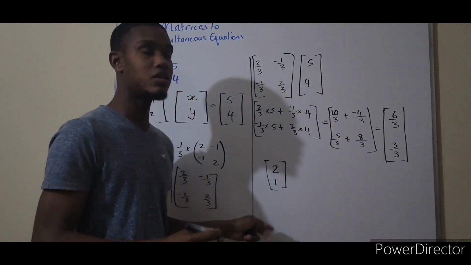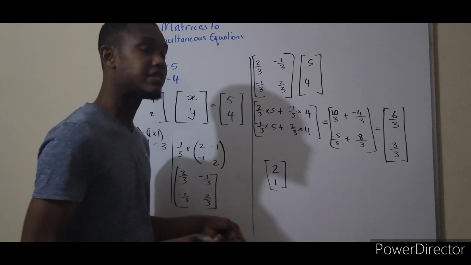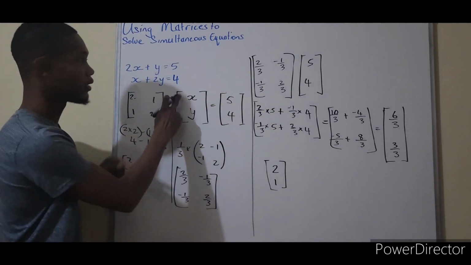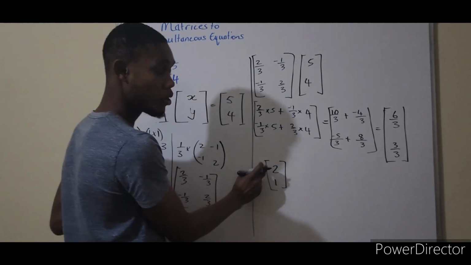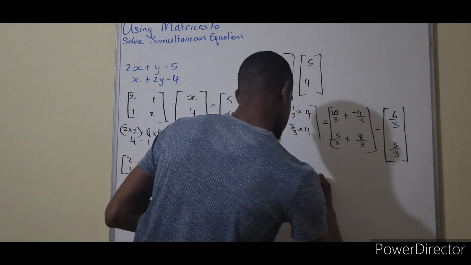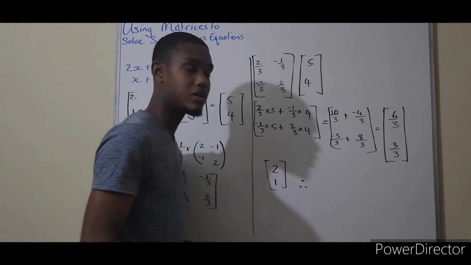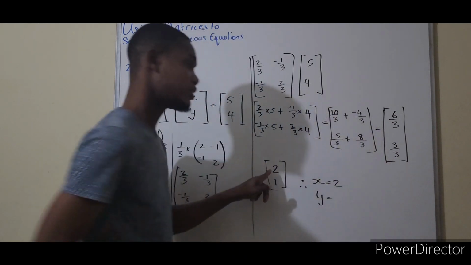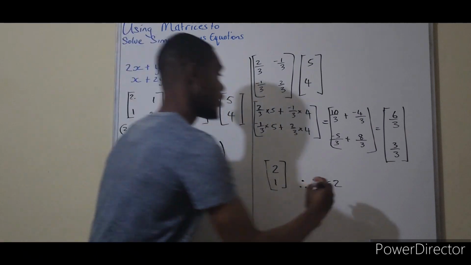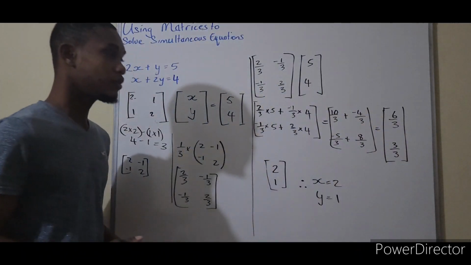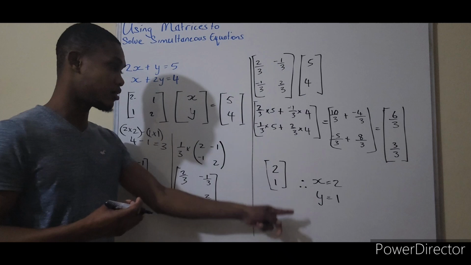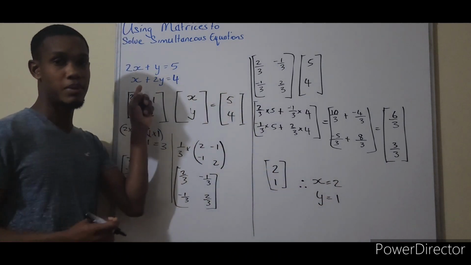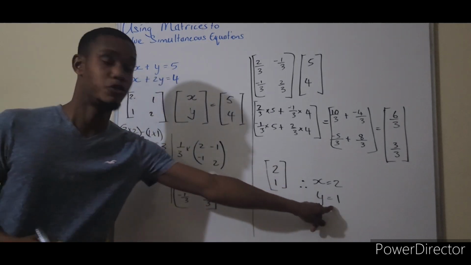Since you get these, all you need to do now is write back which variable is equal to each. Remember, x was at the top, so the number at the top is your x. So therefore, x is equal to 2. And y is at the bottom, so y would be equal to 1. If you get your answers and you're not 100% sure, you can always substitute them back in the original and see if you get the same answer.